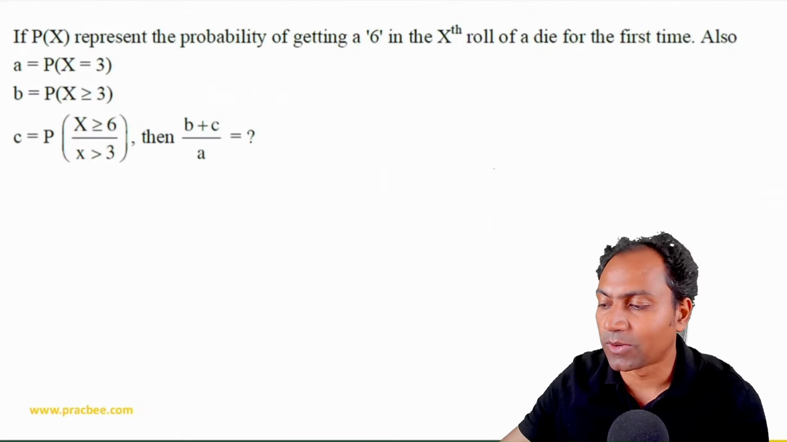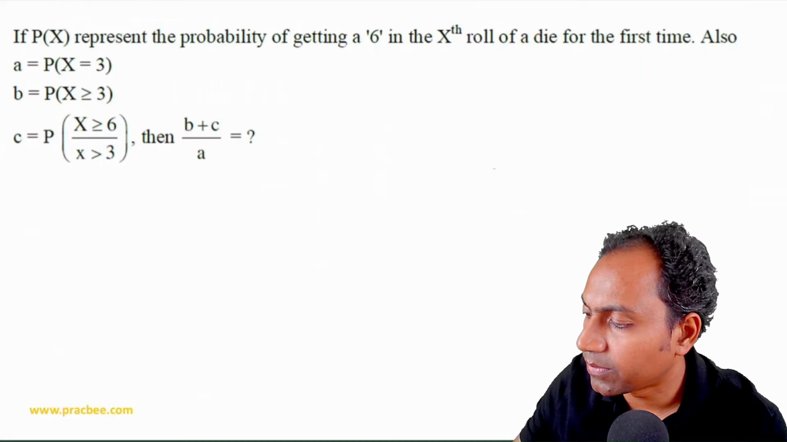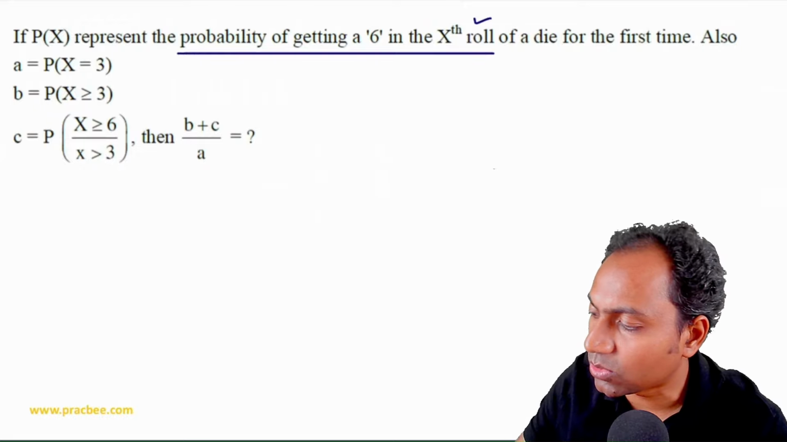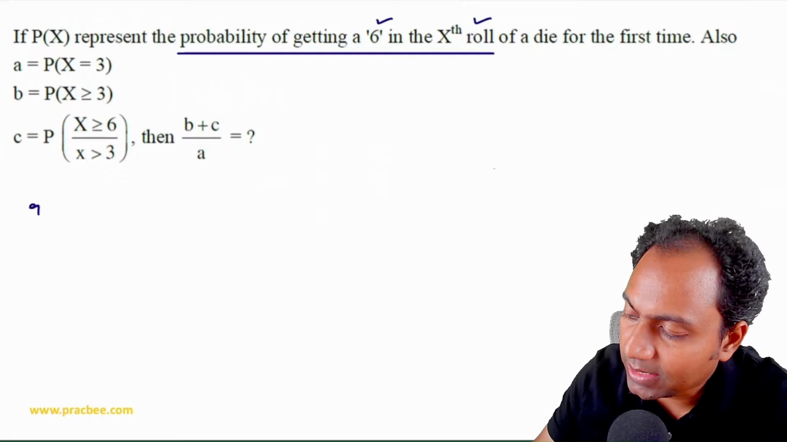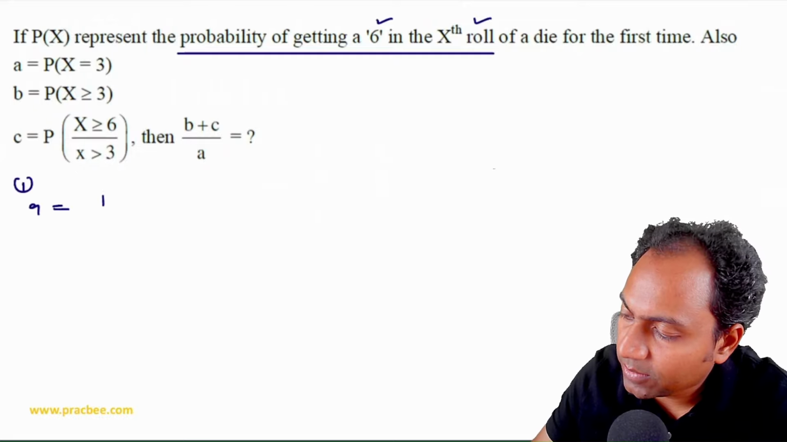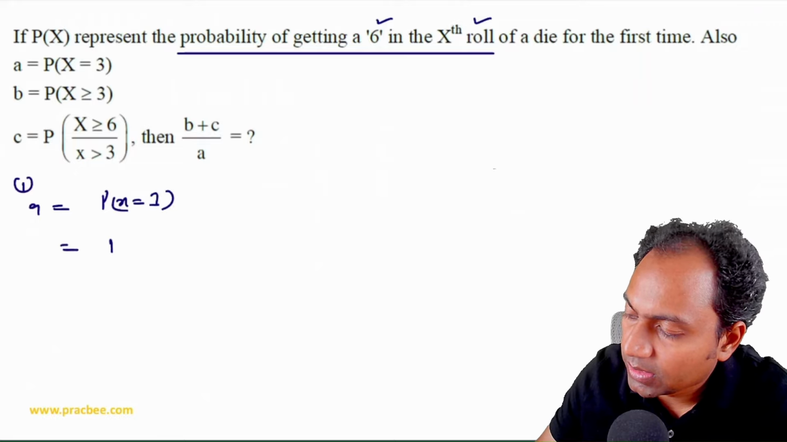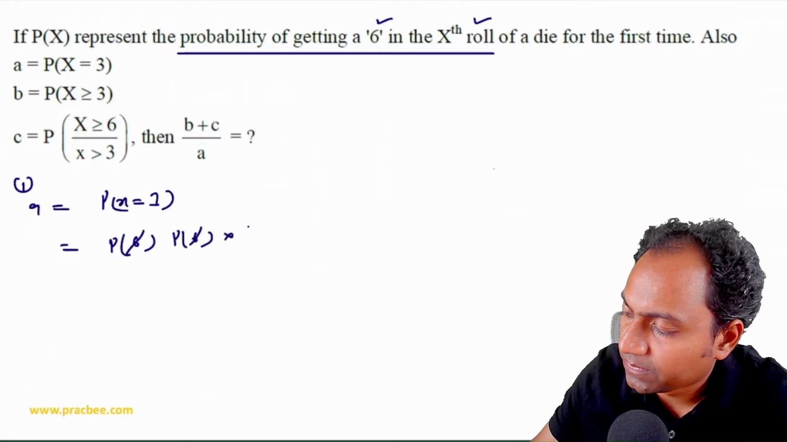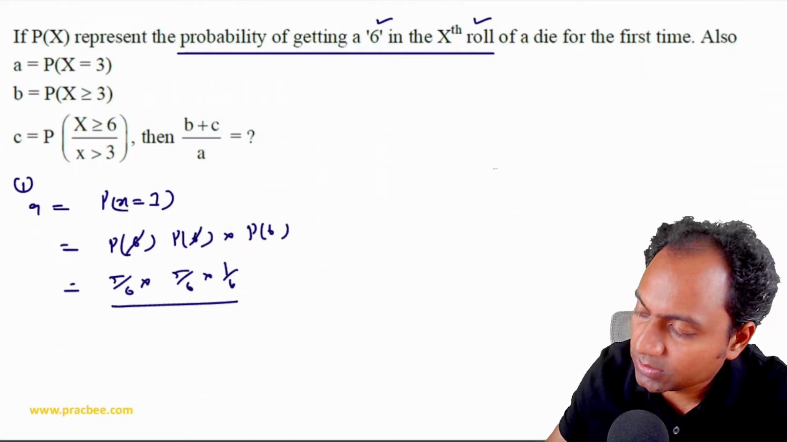Now this question talks about a scenario where you are trying to throw a dice x times, and on the x-th roll only it should get 6. Before that the 6 should not come. So if I am finding the A part, that is nothing but probability of x equal to 3. What we are saying is in the first roll 6 did not come, in the next one also 6 did not come, and in the next one here the 6 came. So the probability will become 5 by 6 into 1 by 6. This is the first part.